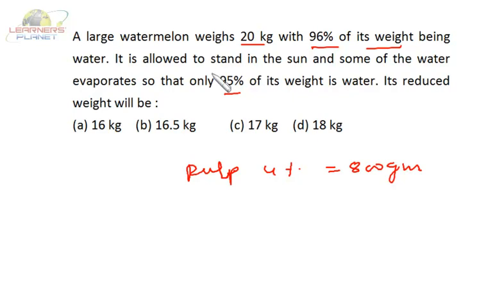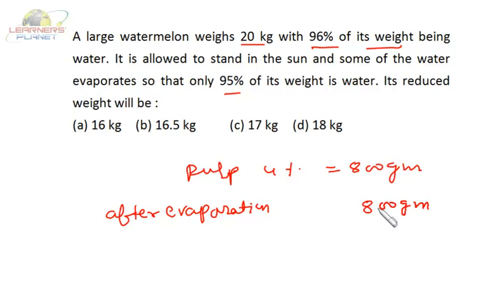Now it is allowed to stand in the sun and some of the water is evaporated. Definitely if there is an evaporation, the total quantity of pulp will remain the same, as only water is evaporated, not pulp. So after evaporation, water is 95% and pulp is 5%, and pulp is still 800 gram.